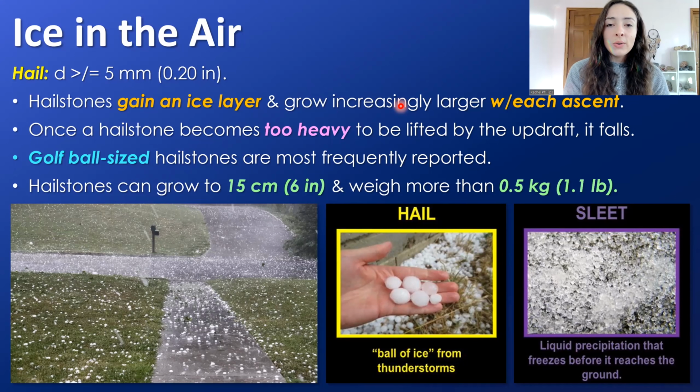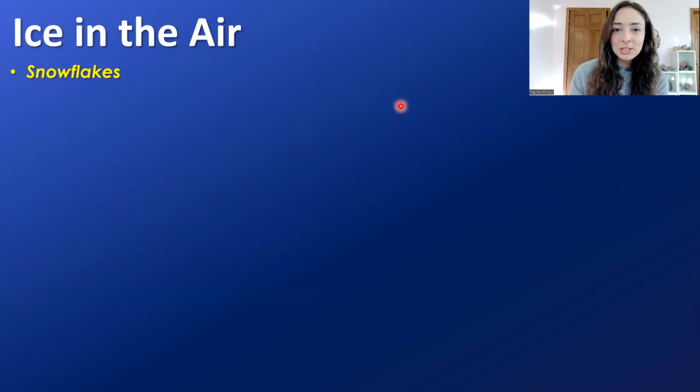So I don't know. Now, in terms of maximum or upper limit of hail, it seems that hailstones can grow to 15 centimeters or 6 inches and weigh more than 0.5 kilograms or 1.1 pounds, which seems to me to be pretty huge. Finally, getting to snowflakes.